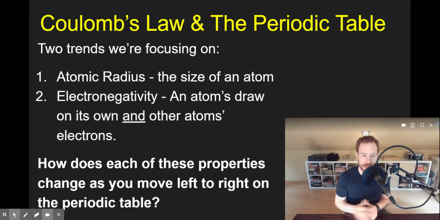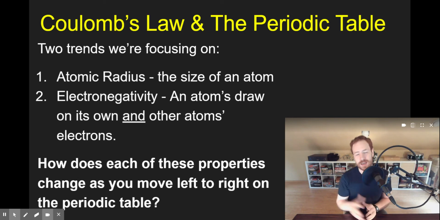The other thing we're going to look at is electronegativity, which is a little bit more of a nebulous concept when you're first approaching it. It is an atom's draw on electrons, both the electrons it already has and how strongly it's pulling those into the nucleus, and also electrons of other atoms. Because something that we'll talk about in the future is that atoms can be attracted to the electrons of other atoms, which is one of the reasons why atoms bond together to form molecules.